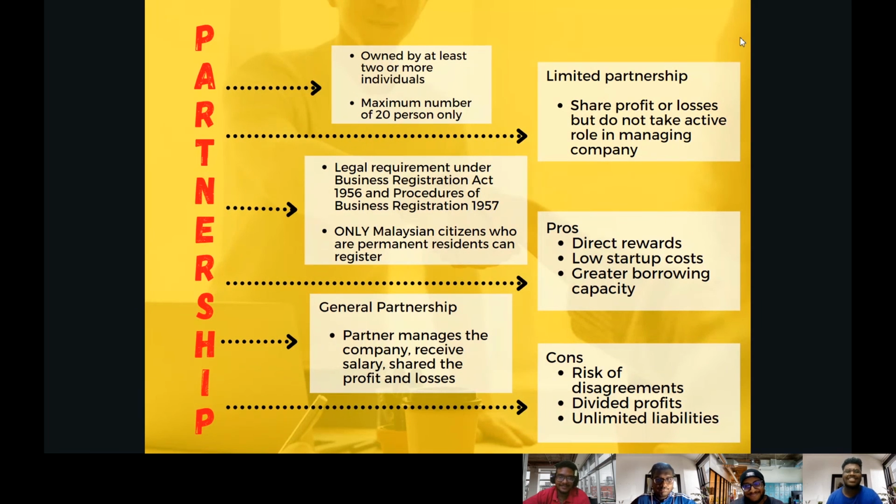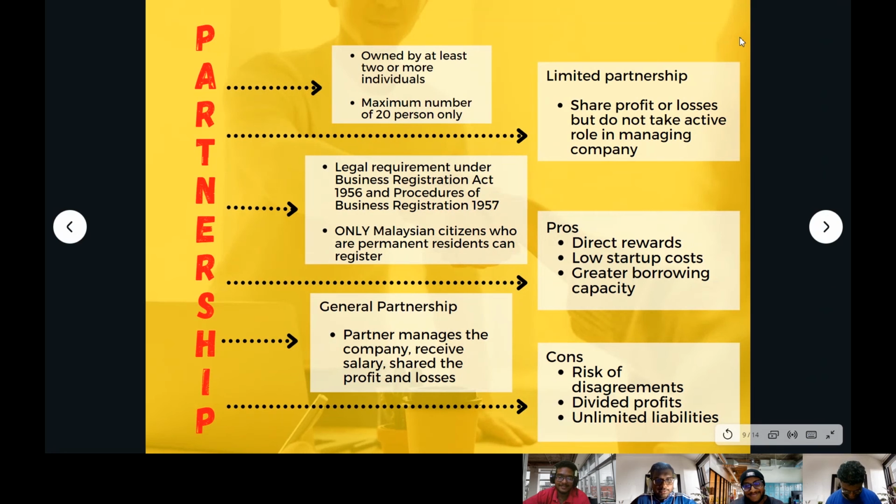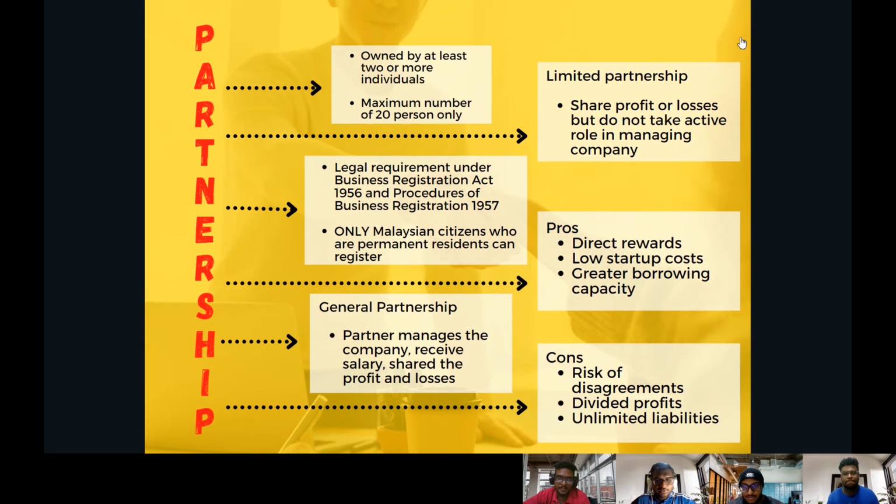What is partnership? A partnership can be owned by at least two or more individuals, with a maximum of 20 only. Partnerships have legal requirements under the Business Register Act 1956 and Procedures of Business Registration 1957. And only Malaysian citizens who are permanent residents can register under these legal requirements. Partnership can be divided into two: general and limited.